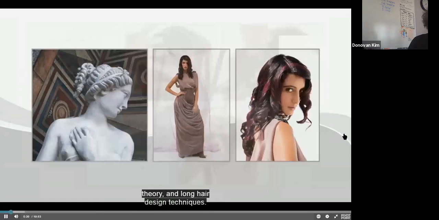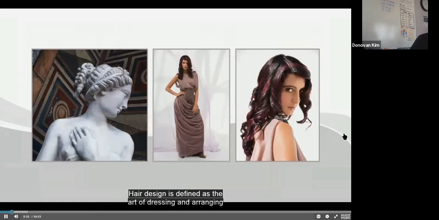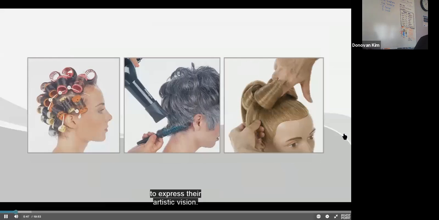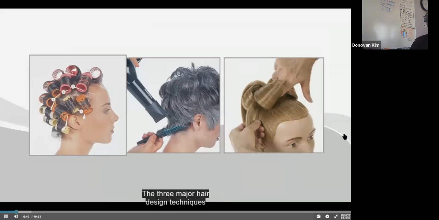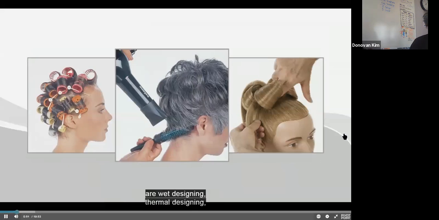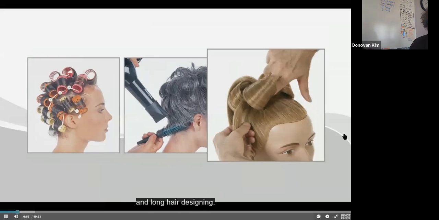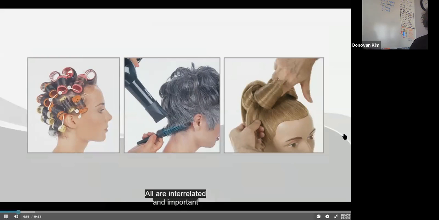Hair design is defined as the art of dressing and arranging hair to create temporary changes in the form and texture of the finished hair design. Just as a sculptor chisels stone and a fashion designer sews cloth, hair designers use the medium of hair to express their artistic vision. The three major hair design techniques are wet designing, thermal designing, and long hair designing. All are interrelated and important for you to understand.